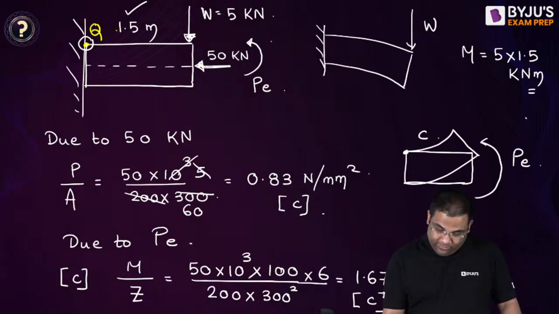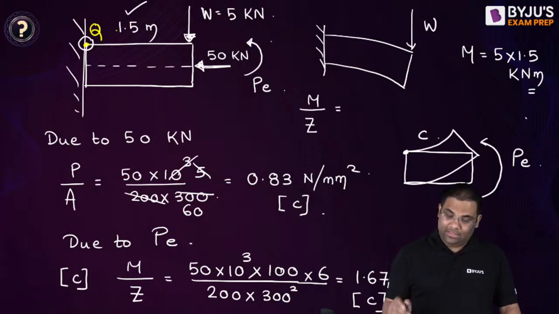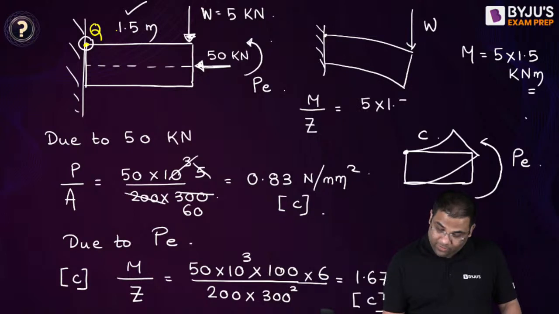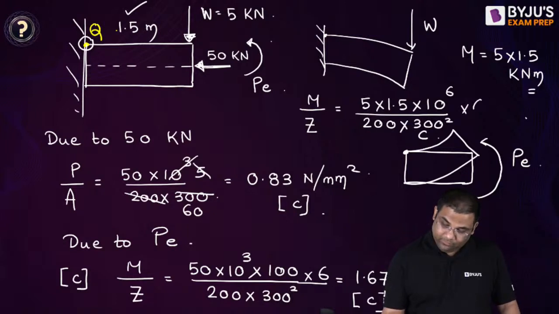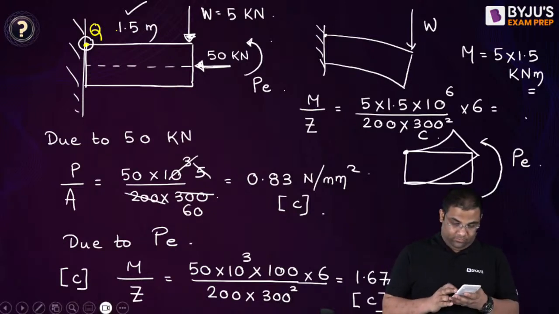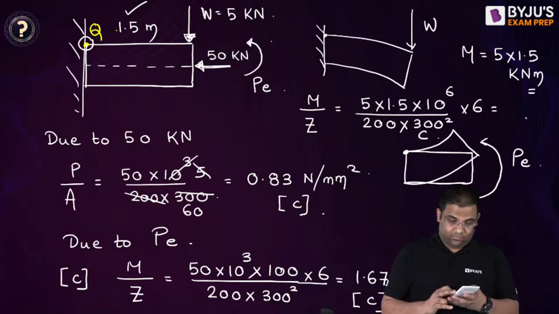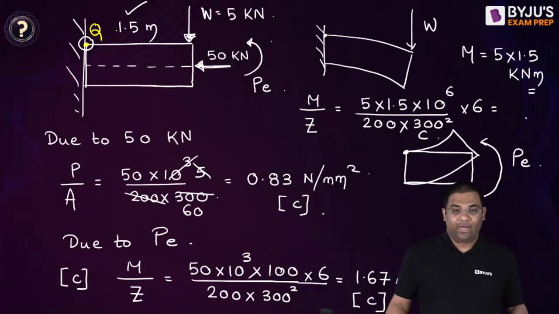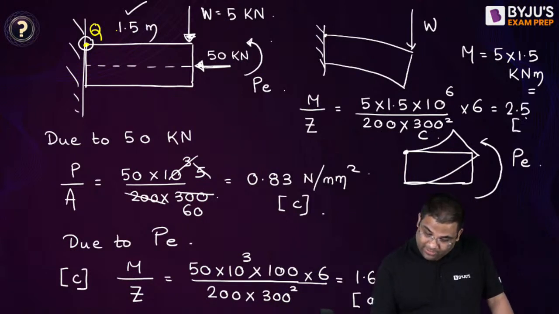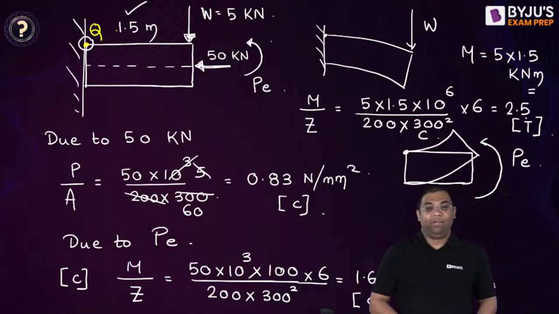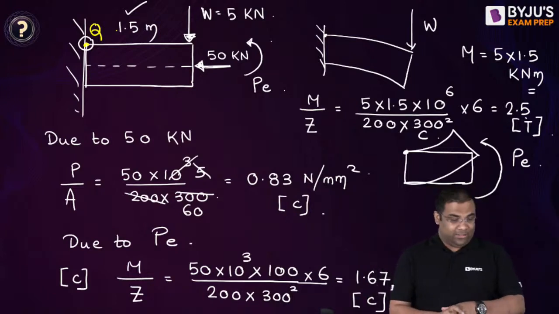The stress equation will be the same M by Z only, because this is a moment, where M is this much. But this is a tension. So I can write 5 into 1.5, converted into Newton mm, divided by B D square by 6. I'm getting 2.5, but this is tension, right? Everybody understood these three things?